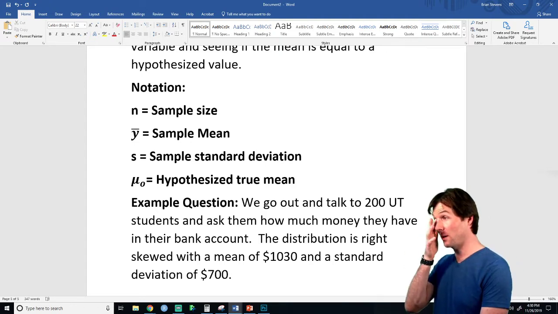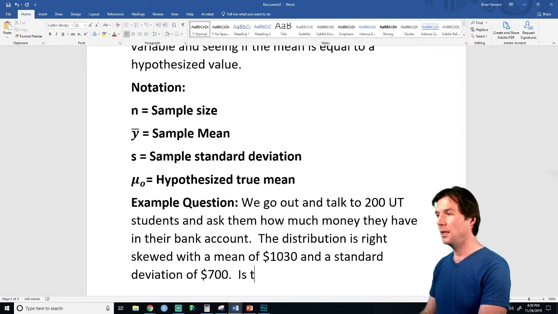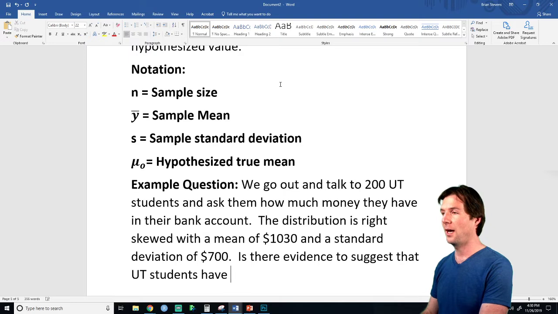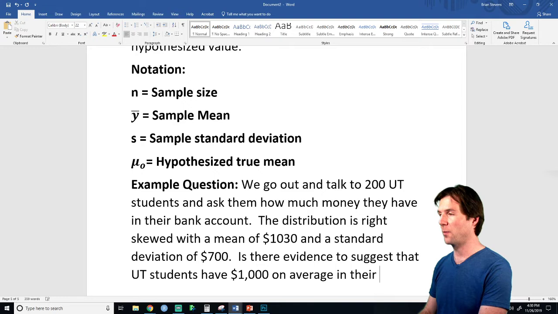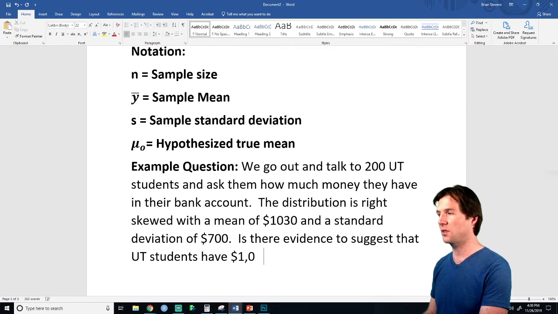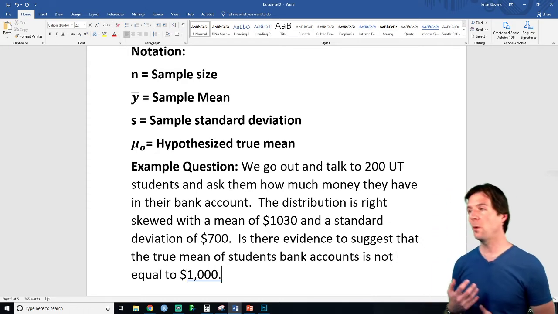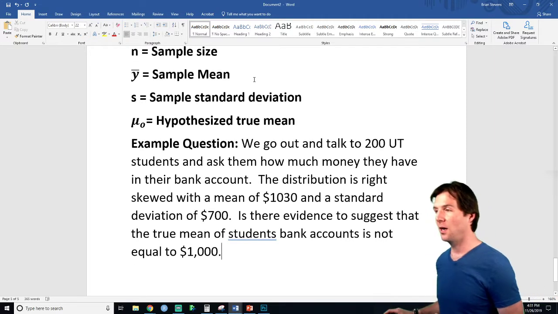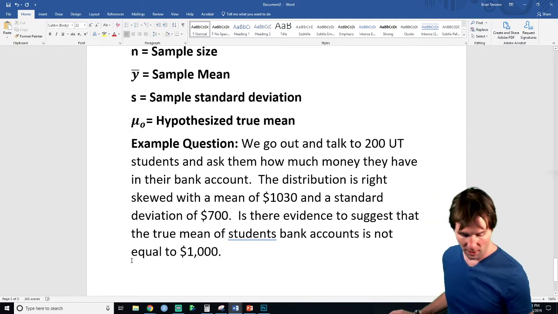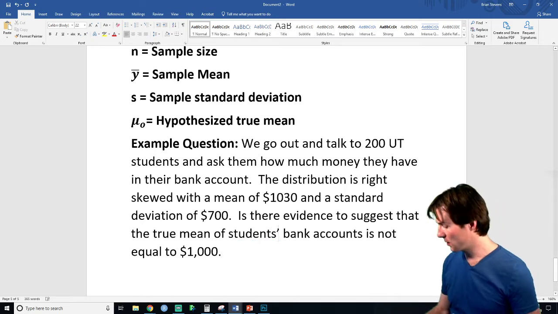So now we have all the values I've been mentioning previously. Is there evidence to suggest that UT students have $1,000 on average in their bank account? Let's change the wording a little bit. Is there evidence to suggest that the true mean of students' bank accounts is equal or not equal to? There we go. I like this. Okay, so usually we want to word this for the alternative. There it is. It should have an apostrophe at the end of that. I can't grammar. So, because students have bank accounts.